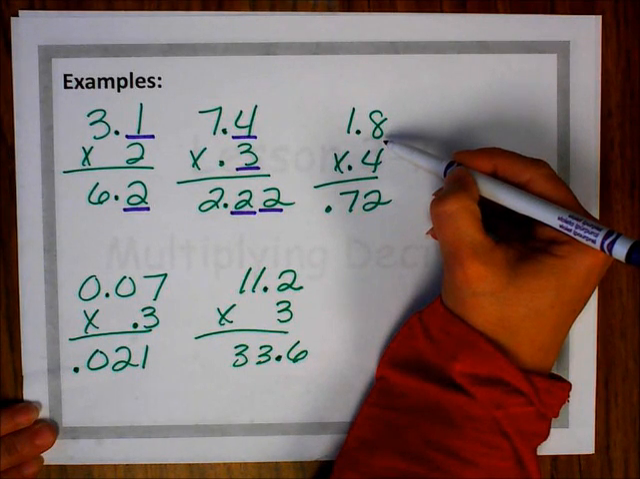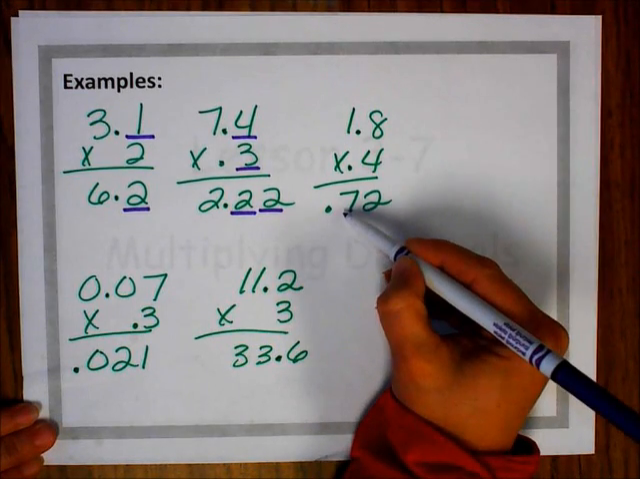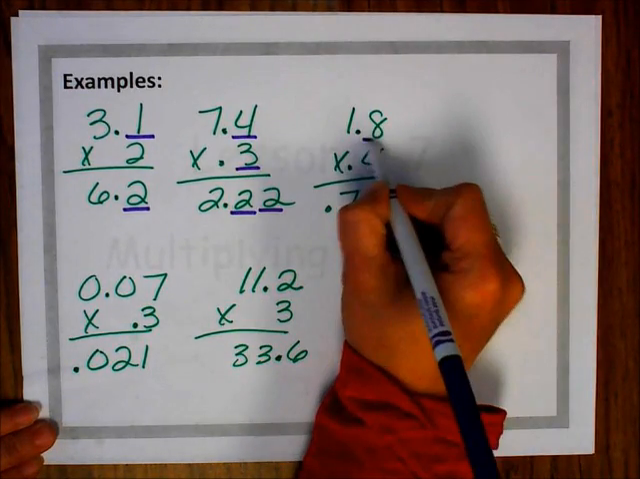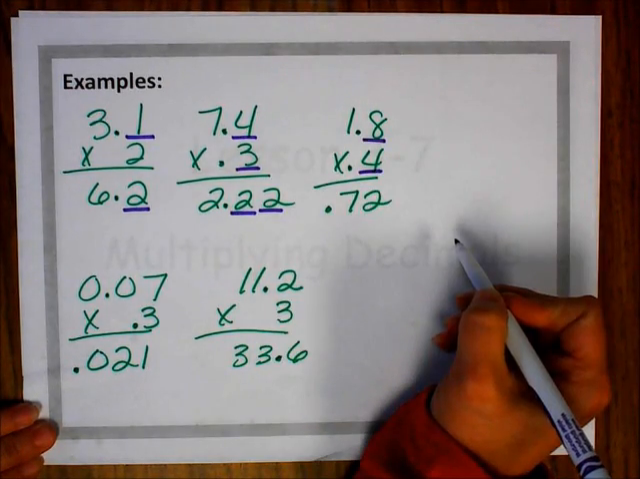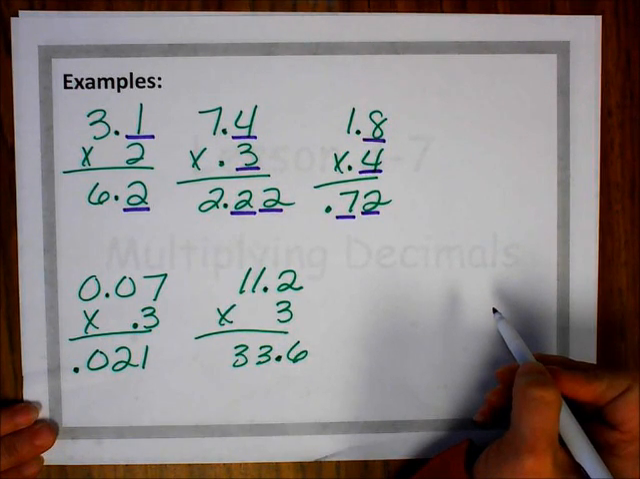On my third example, if I ignore the decimals and multiply 18 times 4, I get 72. I have two numbers behind the decimal in the problem, so I have to have two numbers behind the decimal in my answer.